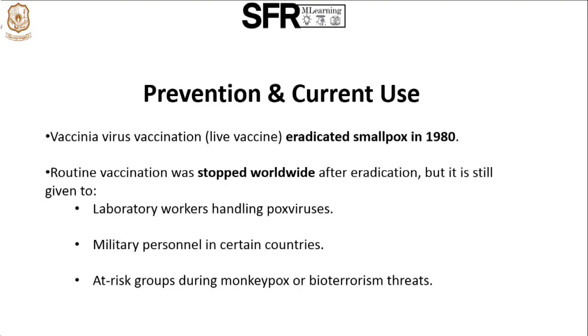Prevention and control: vaccinia virus vaccination, the live attenuated vaccine, eradicated smallpox in 1980. It was also used as a routine vaccination, which stopped worldwide after the eradication, but it is still used for laboratory workers handling pox viruses, military personnel in certain countries, and at-risk groups during monkeypox or bioterrorism threats.